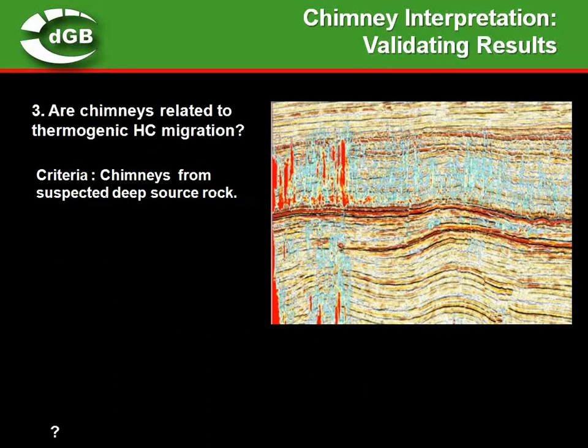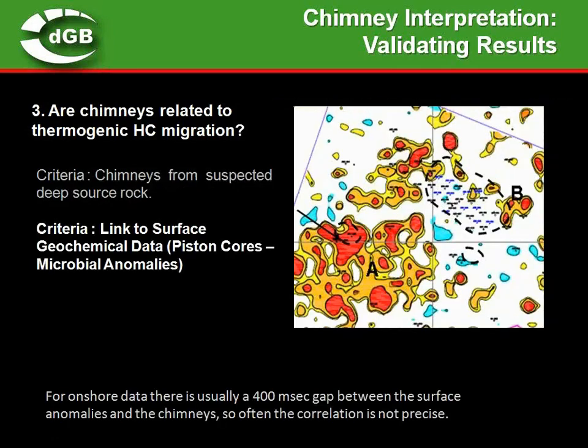Another criteria is just, do we see a link between the chimneys and a deep source rock? The areas where we see fluid escape, in this case these lower probability chimneys, do not originate from a deep thermogenic source, and thus we can interpret them as being due to fluid escape. Another criteria is a link to surface geochemical data, or in the case of offshore data, piston core information, which will indicate a thermogenic source.